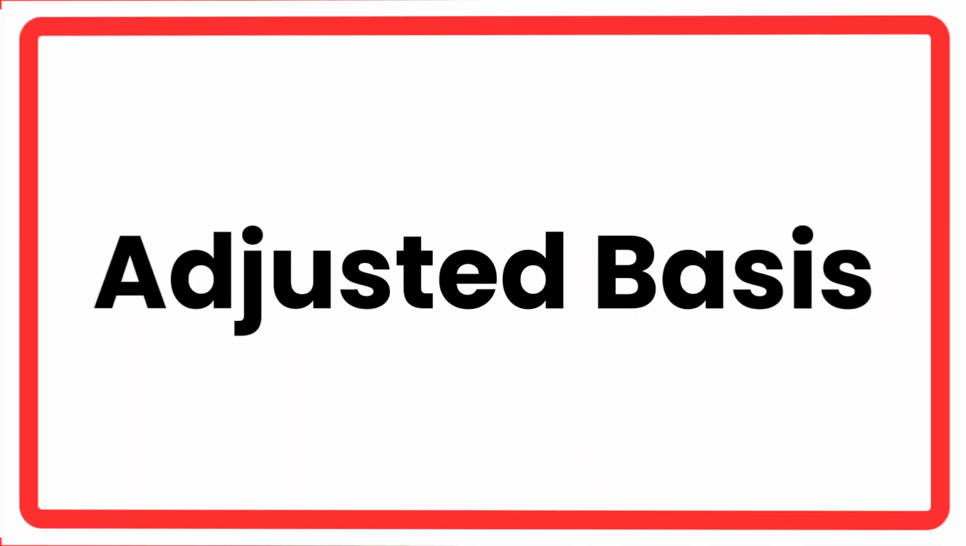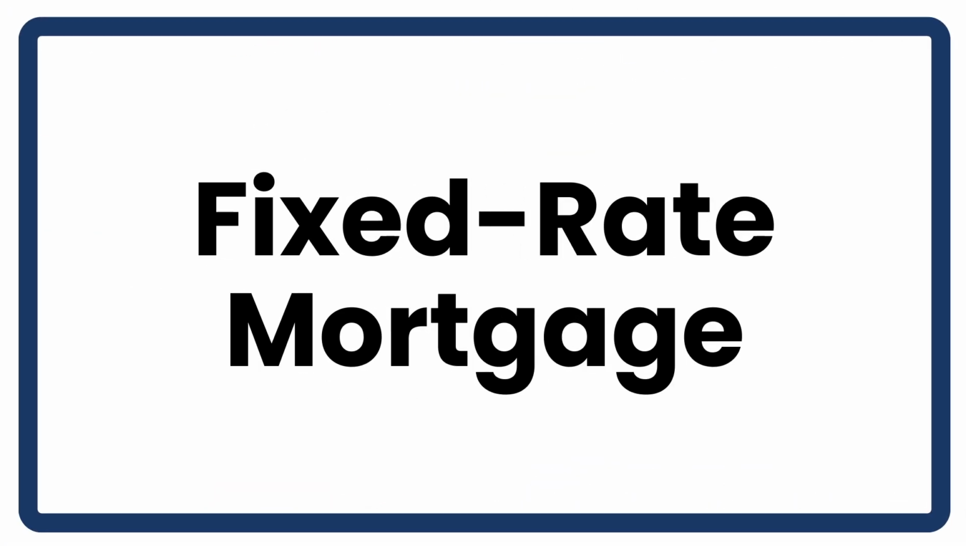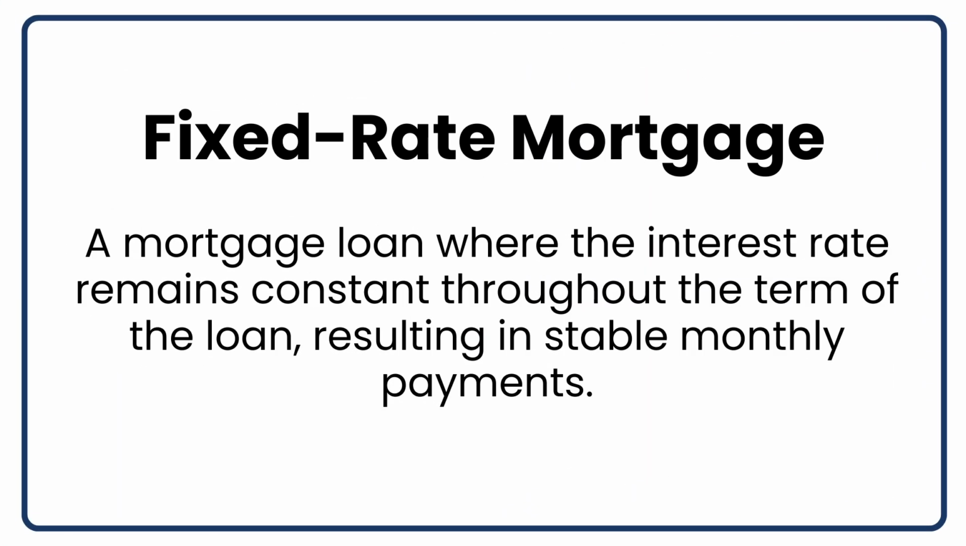Adjusted basis. The adjusted basis is the original purchase price of a property, adjusted by adding the cost of any improvements or major expenses minus any depreciation. Fixed rate mortgage. A fixed rate mortgage is a mortgage loan where the interest rate remains constant throughout the term of the loan, resulting in stable monthly payments.